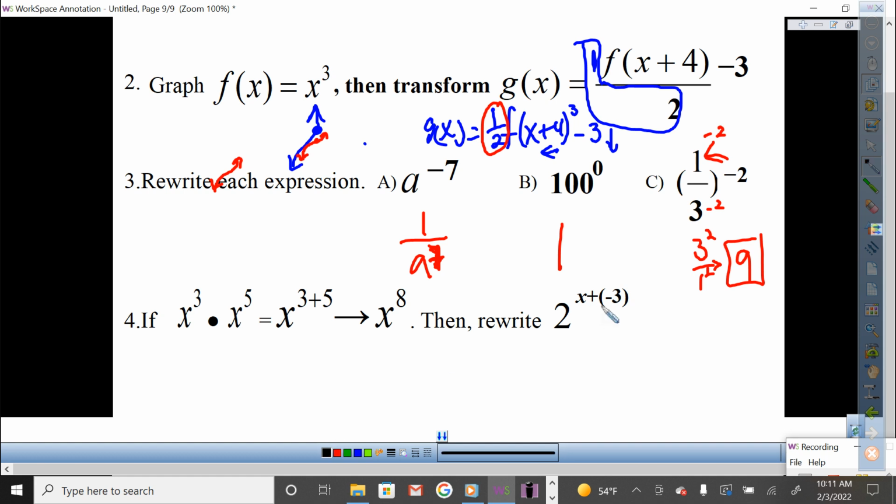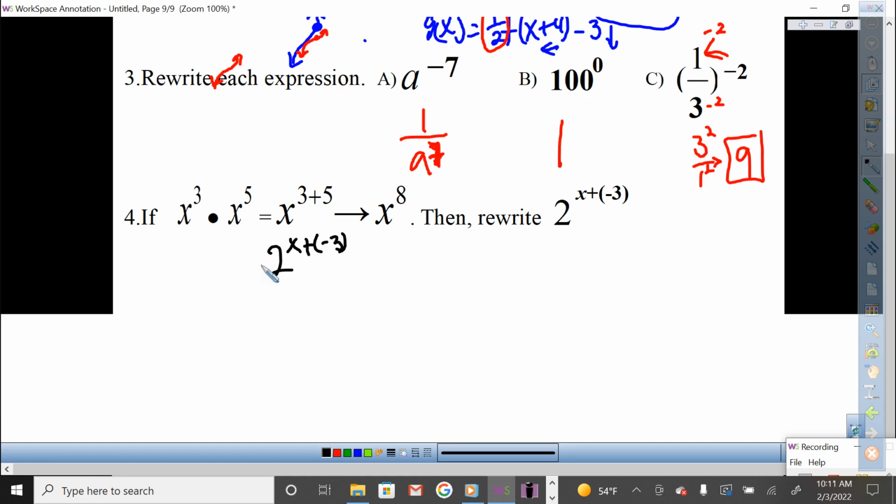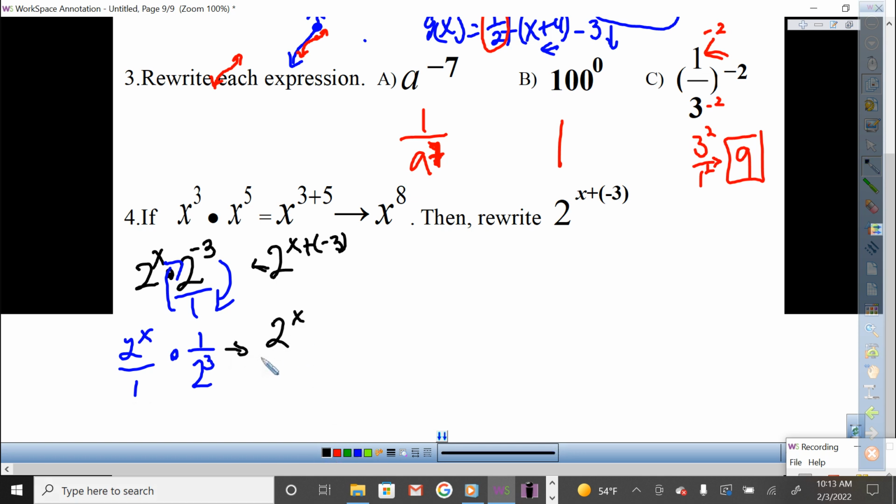And last but not least, we have 2 to the x plus negative 3. You should have written before that was 2 to the x times 2 to the negative 3. So far so good? All right, can we leave it as a negative exponent here? No, we do the reciprocal. So this becomes 1 over 2 to the third power times 2 to the x. I'm going to put that over 1 so I can multiply the fractions. Therefore, this is 2 to the x over 2 to the third. What is 2 to the third? 2 times 2 times 2, which is 8, and we have 2 to the x on the numerator.